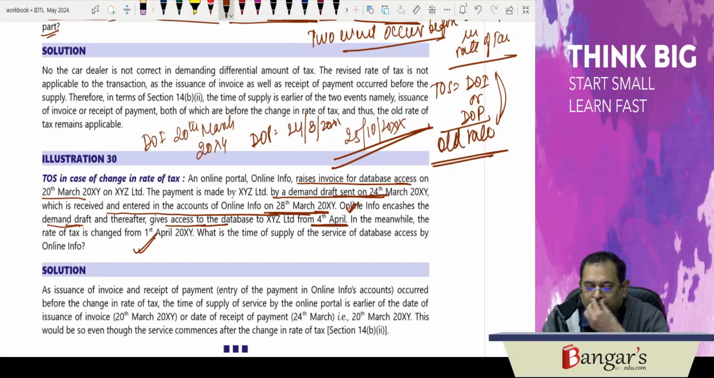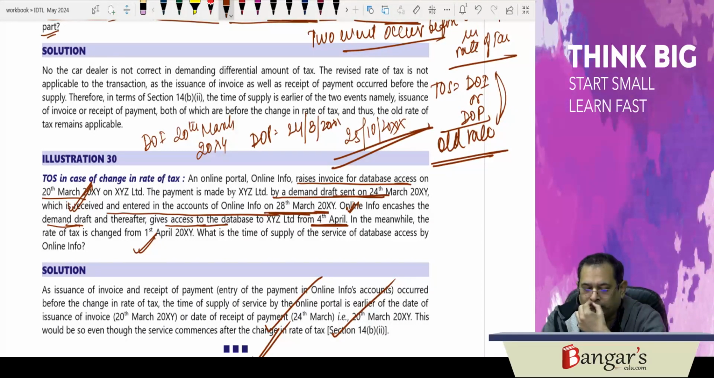So basically, here the supply has been made after change in rate of tax. Invoice has been issued prior to change in rate of tax. And payment has also been received prior to change in rate of tax. The time of supply is date of invoice or date of payment, whichever is earlier. We are presuming that the payment by demand draft is credited in the bank on the same day. Therefore, in this case, service supply becomes after change in rate of tax. The old rate will apply, two events occur together.